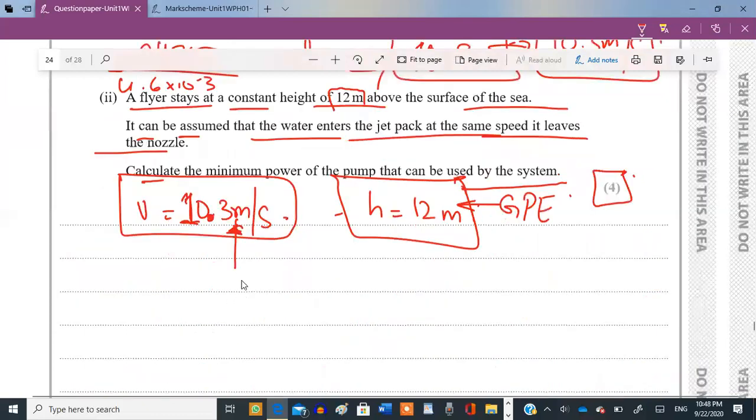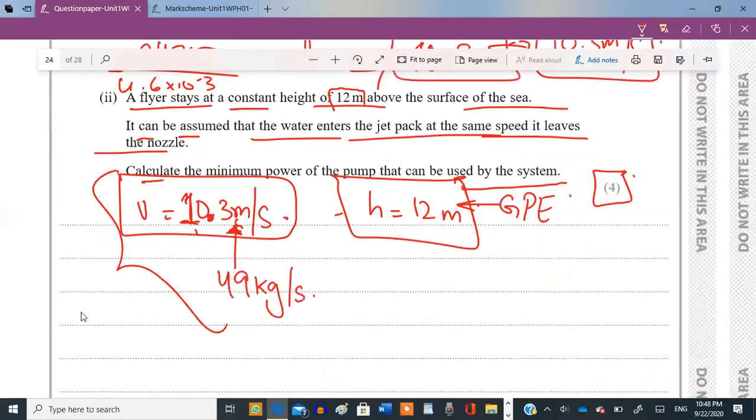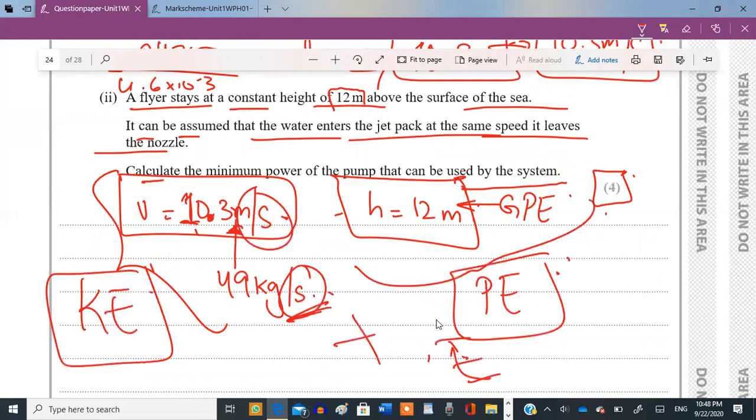49 kgs per second. Using this data, we can calculate the kinetic energy. Using this data, we can calculate the potential energy. And when we add them, we will get the total energy. And since this is per second, this energy will also be per second. And that will be your power. Okay, so let's do that.